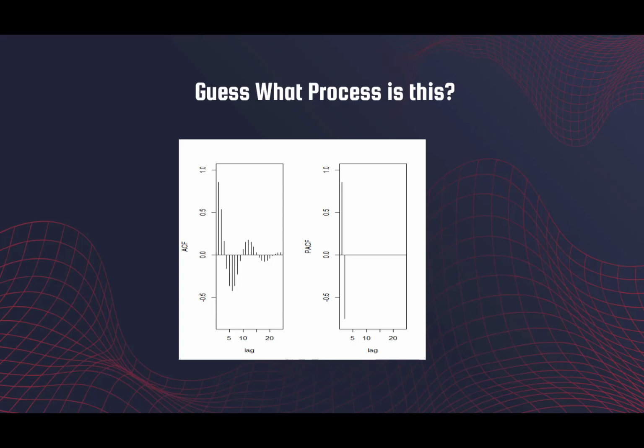So just a quick exercise. If I were to ask you what this process is, what would be your guess? This is the ACF and this is the PACF. So if you're thinking this is an autoregressive process, you are right, because the PACF falls off and the ACF doesn't. And I think this is probably AR(2).